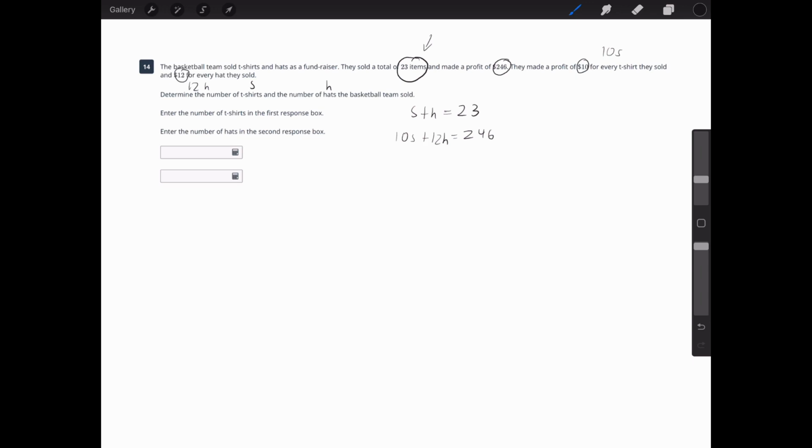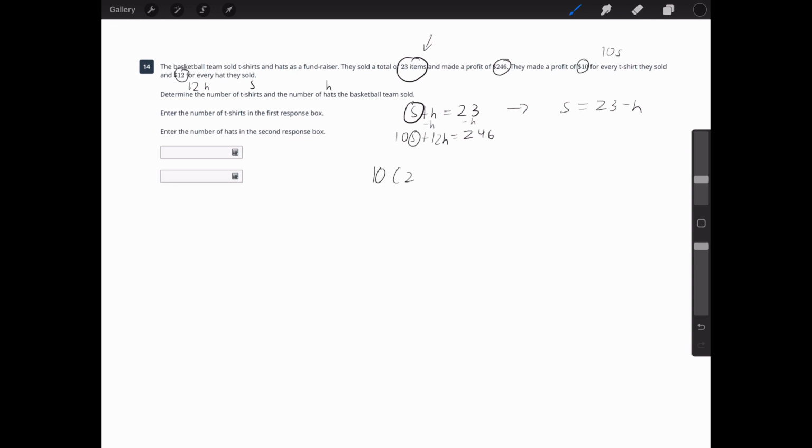Here, if we want to solve this by substitution, I would suggest getting one of your variables by itself. In this case, I choose S. So let's rewrite that: minus H. I'll get S is equal to 23 minus H, and I will plug that into my second equation.